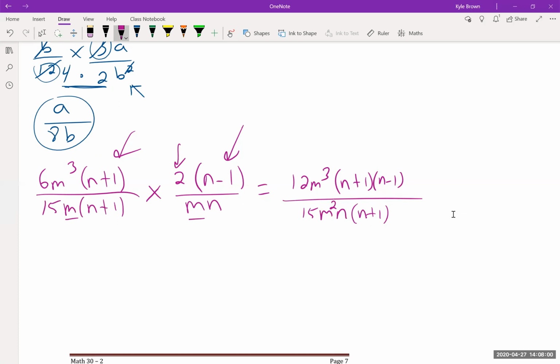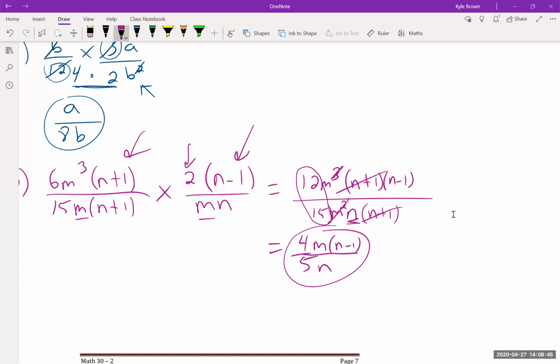Okay, now this is straight up from what we did last lesson, right? So we start canceling. I've got an n plus 1 up top and an n plus 1 on the bottom, so they cancel. I've got an m cubed up top, so that would cancel 2 m's on the bottom, and you'd be left with 1 m on the top. And then I've got 15 over 12. Well, 3 goes into both of those, so dividing by 3 gives 4 over 5, and then I've still got an m up top, and an n minus 1, and on the bottom I've still got that n. So there you go, that'd be it. Hopefully that's making sense for you guys.